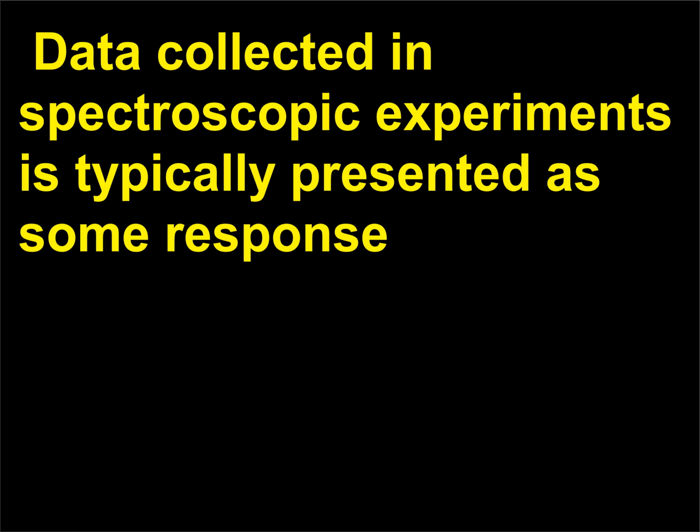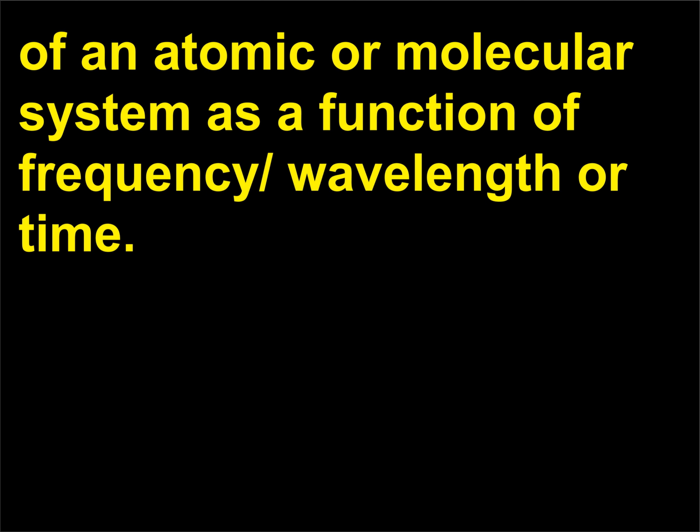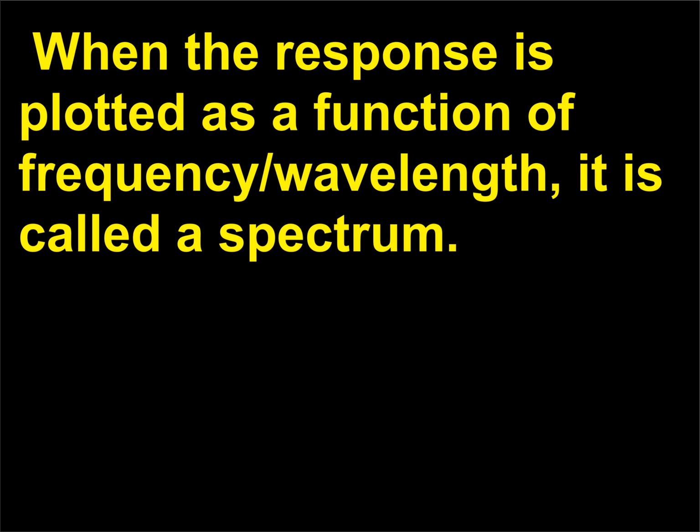Data collected in spectroscopic experiments is typically presented as some response of an atomic or molecular system as a function of frequency/wavelength or time. When the response is plotted as a function of frequency/wavelength, it is called a spectrum.